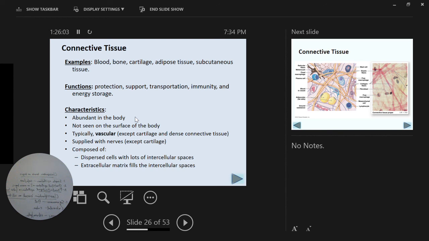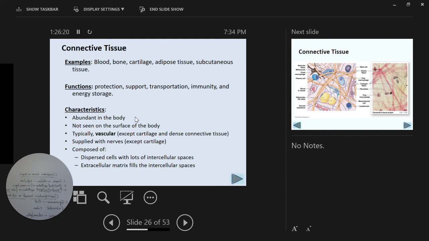Blood, you already know they have immunity, right? Then energy storage, adipose tissue, right? So characteristics: they are abundant in the body. Does that make sense? All right.